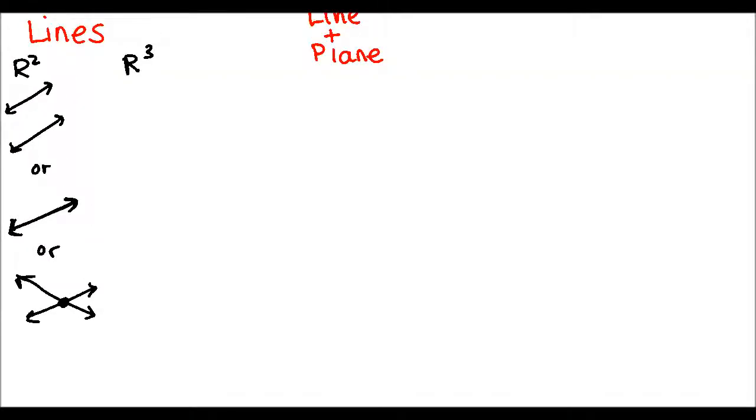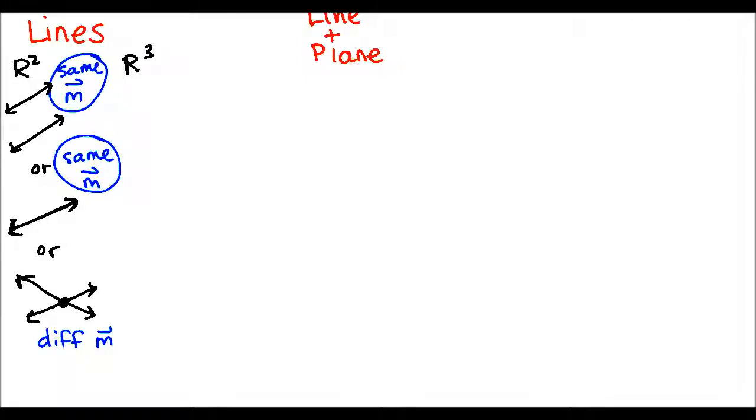Things we know about that is these guys would have the same direction vector because they're parallel. Coincident lines would also have the same direction vector. And intersecting lines would have different direction vectors. So for parallel and coincident, since they have the same direction vectors, you'd have to figure out which one it is. Is it parallel or is it coincident? You could test that by seeing if a point from this line is also on this line.